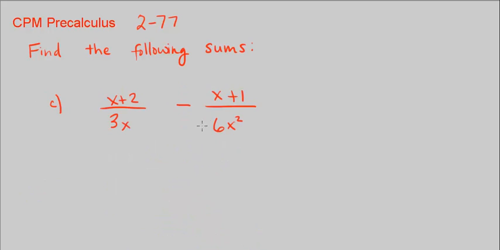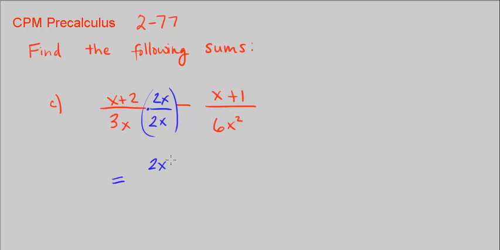Part C, we're given another rational expression. Here we have x plus 2 over 3x minus x plus 1 over 6x squared. We want to find a common denominator again, but you'll notice that they already have common factors. This has a 3, this is 2 times 3 equals 6. This has an x, this has x squared. So if we multiply just this left term by 2x over 2x, that's going to make it 2 times 3 is 6, x times x is x squared. So that's going to make it common with 6x squared, and we're going to be able to combine the numerators.